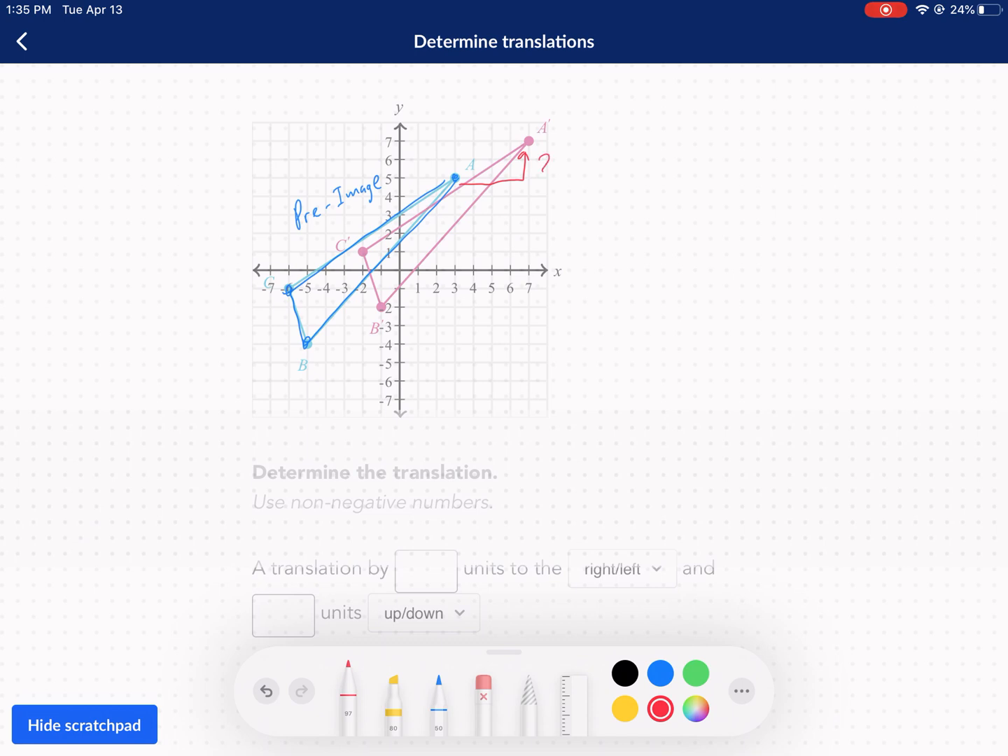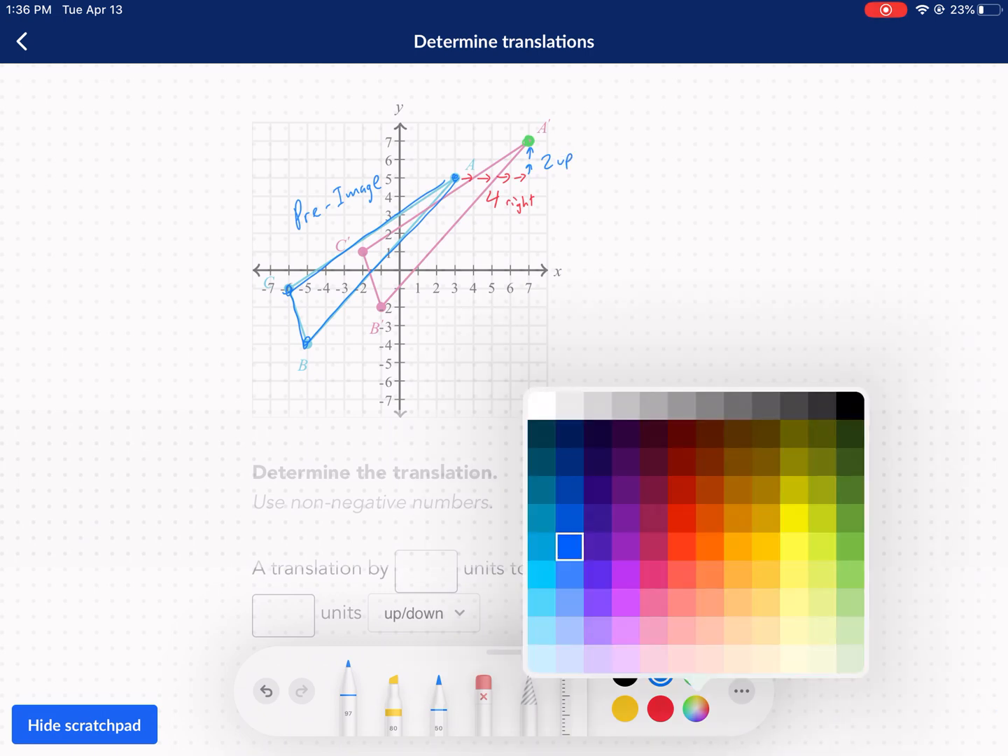Really you want to concentrate on the vertices. If you can just figure out where one vertex goes to its corresponding translation, then you can figure out it's going to be the same pattern for all of them. So taking a look at the A, we're going to first count left and right. We go 1, 2, 3, 4 units to the right. And then we have 1, 2 units up, so 2 up. So that's what we're going to type in.